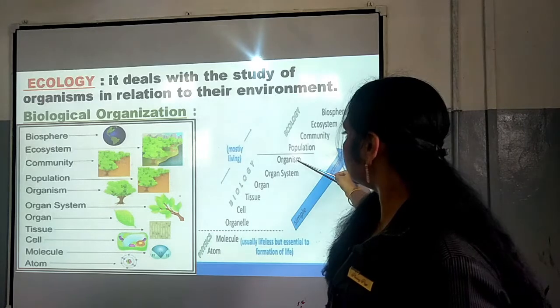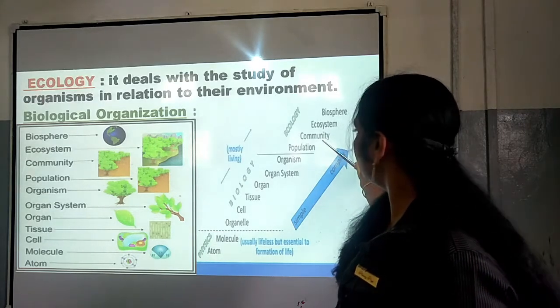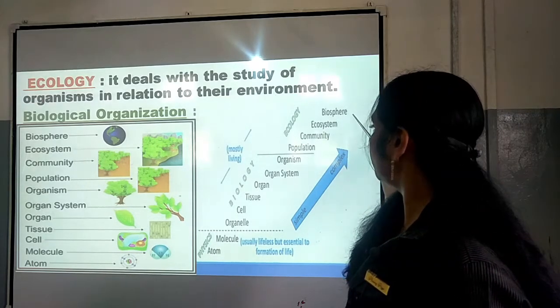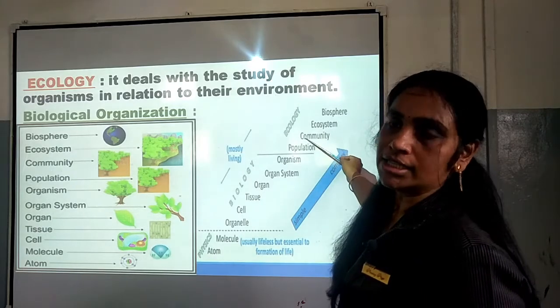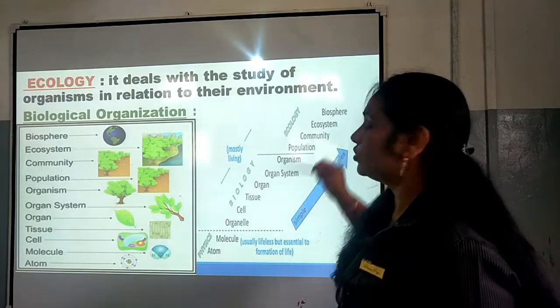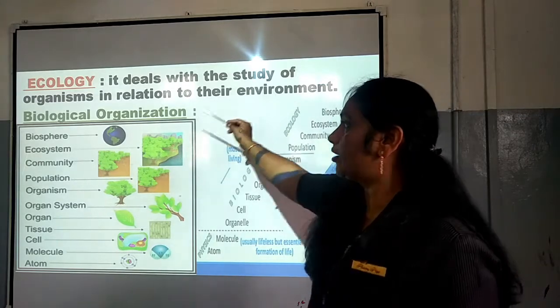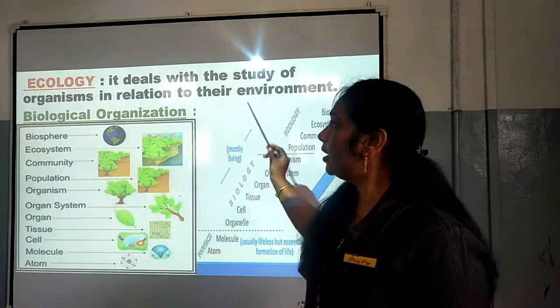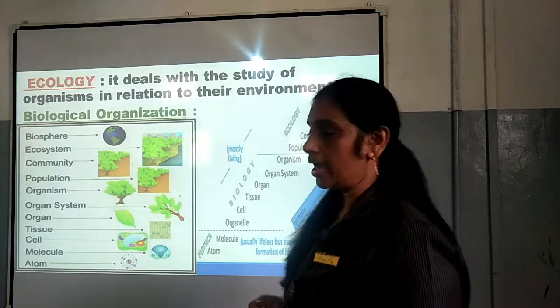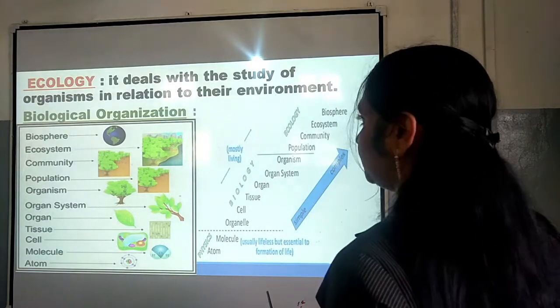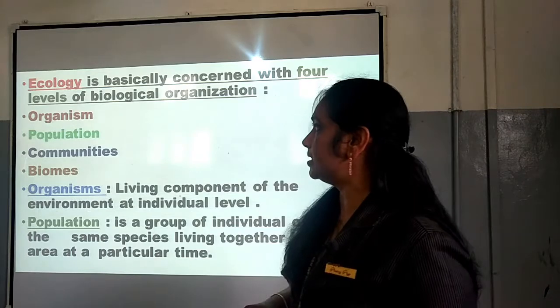And then from organism to population, community, ecosystem, biosphere. This is ecology, that is population to biosphere is ecology. So here you can see the hierarchy of biological organization related to ecology. I think you would have understood about biological organization.